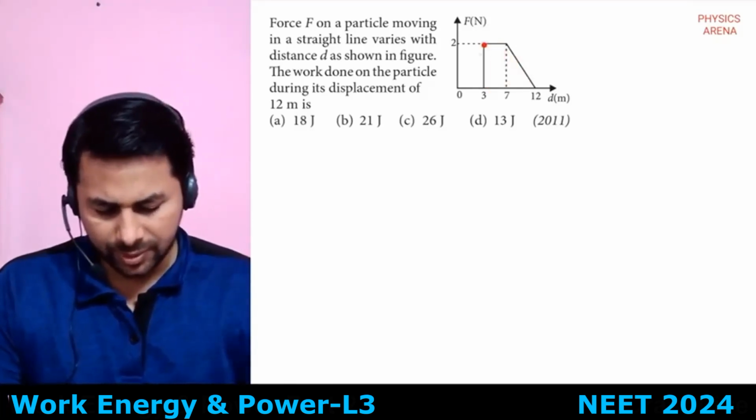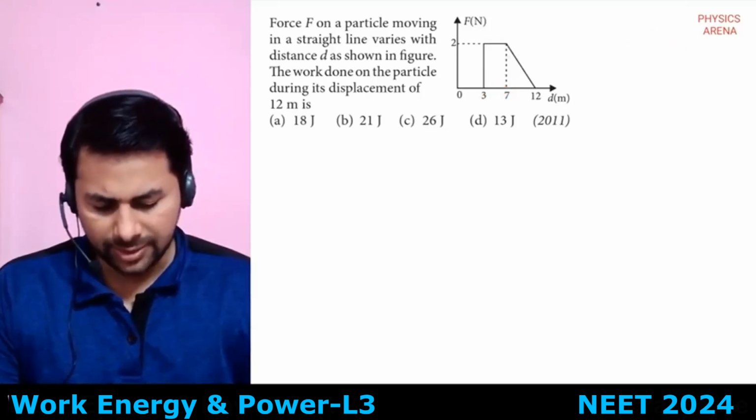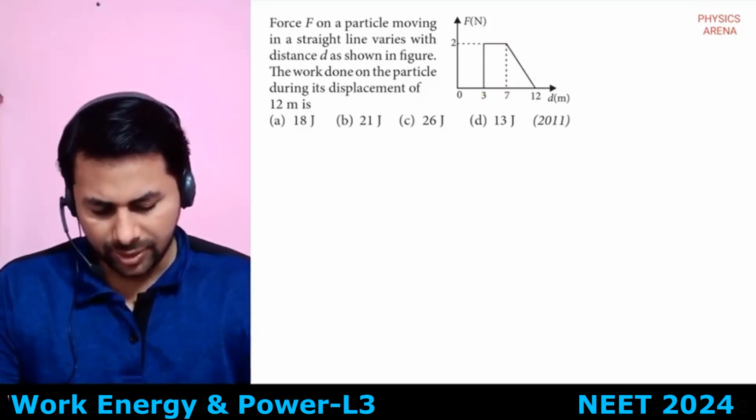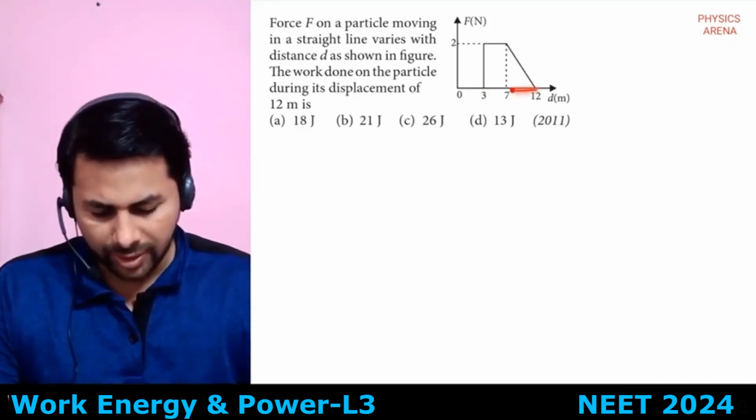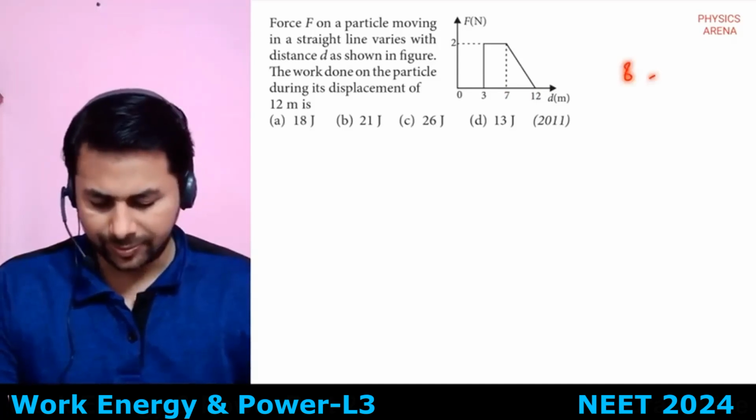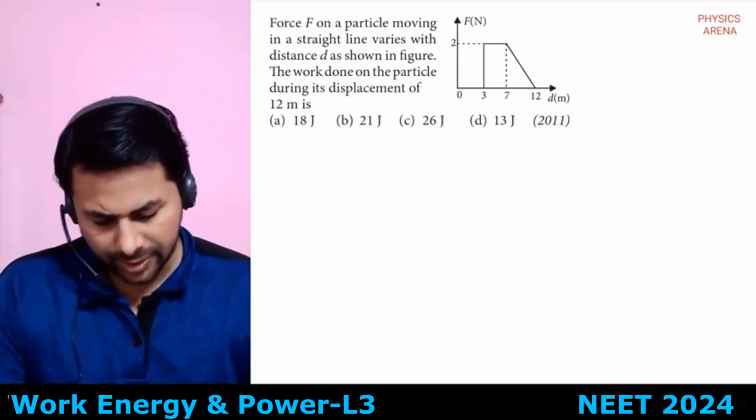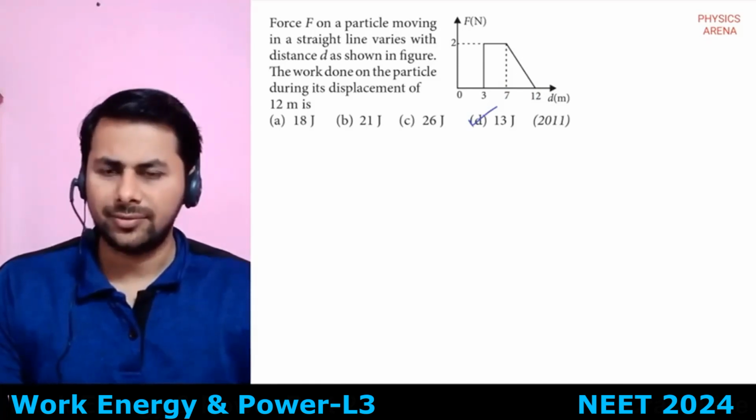How much is this? This is 2 times (7 minus 3), that's 4. 2 times 4 is 8, and this is 2 times how much? Half of base into height. So half of 2, that's 1. 12 minus 7 is 5. So 8 plus 5, okay, it's 13, right?